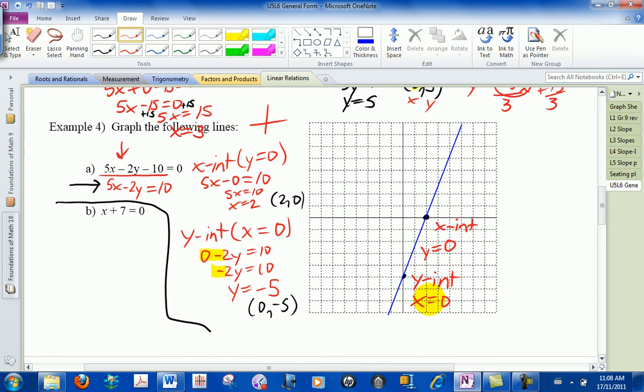Yes? If you don't use a ruler, yes. On your quiz, you have a piece of paper. The edge is straight, so just fold it and use that as your straight edge. Okay, any other questions?